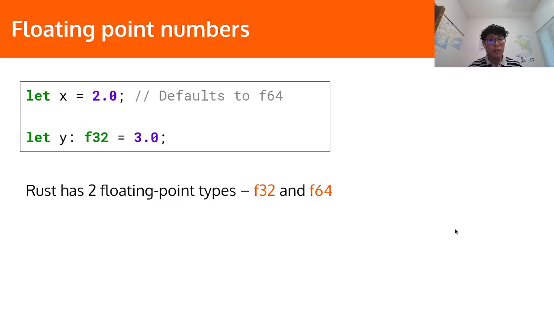Next, we're going to talk about floating point numbers. Again, it's really straightforward. We declare the variable like this, and if you do not explicitly state the type, Rust defaults to f64, which is a 64-bit float. Also, the more accurate term would be a double precision floating point, whereas here we have y, where we specify the type is f32, and this is a single precision floating point.